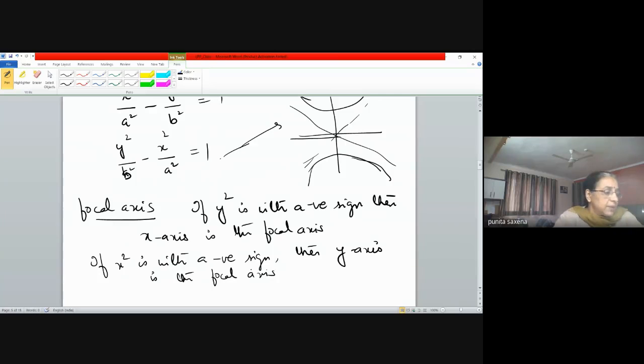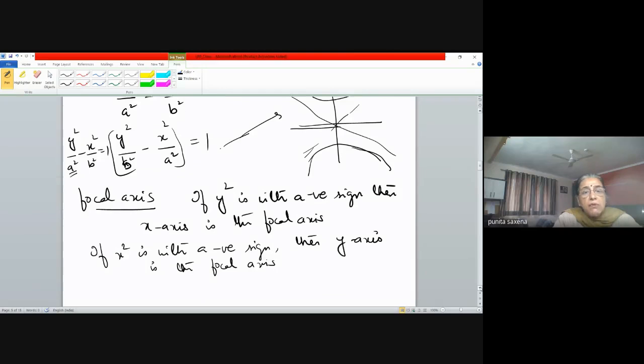Is that right? Now what we do is we find A and B. Instead of writing this only, because we have to move A units along the focal axis and B units along the conjugate axis, we'll write it as y square by a square minus x square by b square equal to 1. So that our A units is always along the focal axis and B units is always along the conjugate axis. Okay? So same thing we are going to do here.